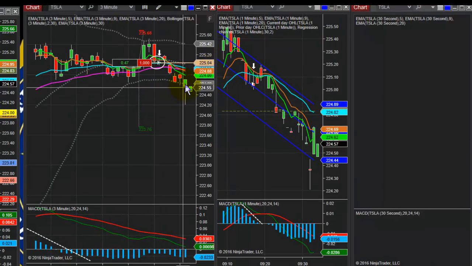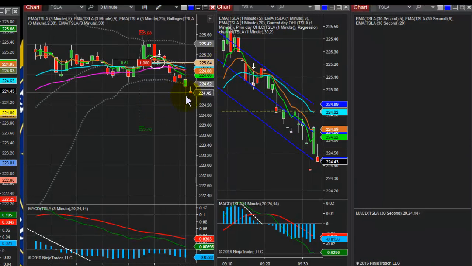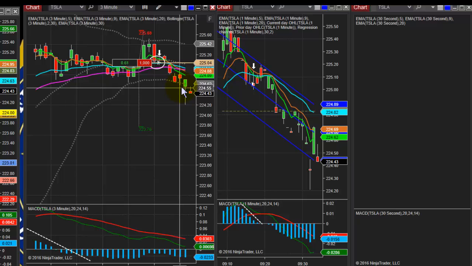So I notice we have a long shadow here. I just like to call them tails and horns.